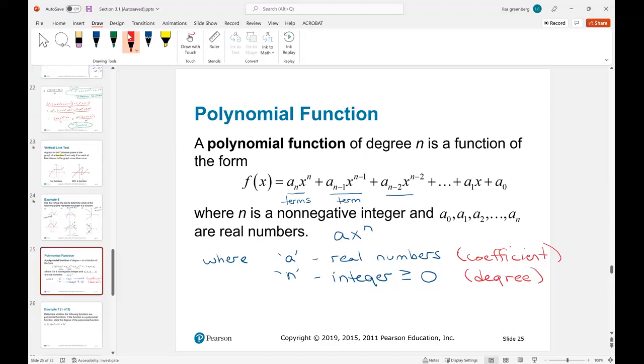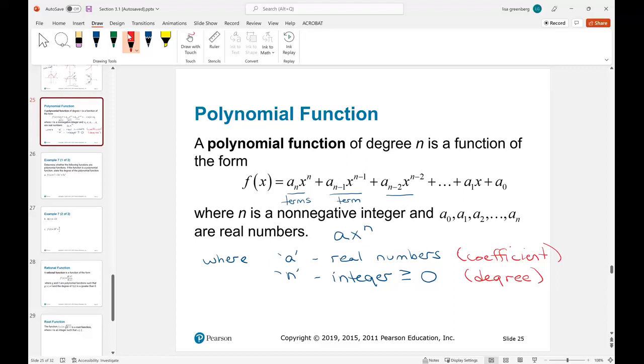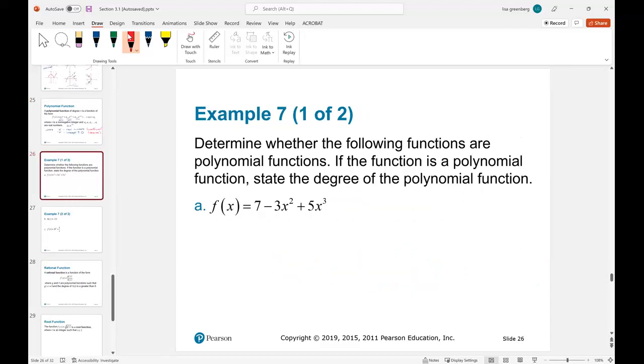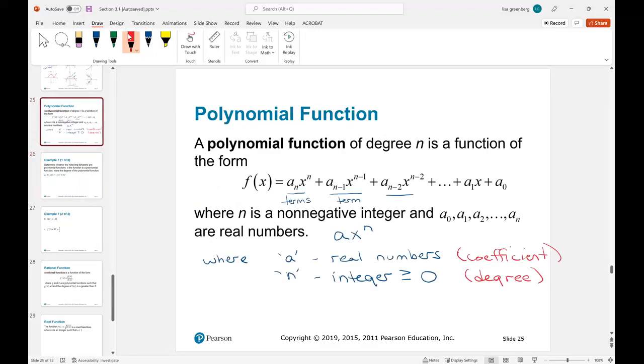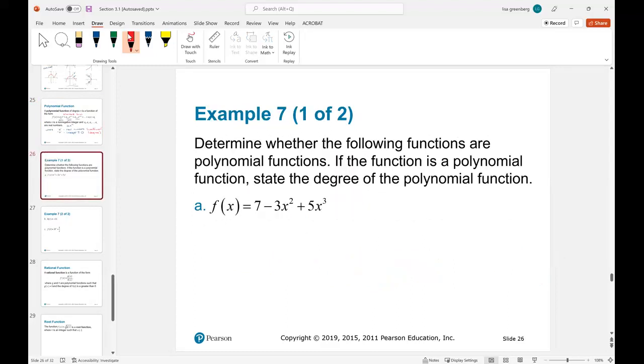All right, so now we're going to look and see, determine whether the... oh, and also I want to say this is in standard form. Standard form for a polynomial is we start at the highest exponent and go down. So if I look at this next picture, this is not in standard form. I recommend you make it in standard form.